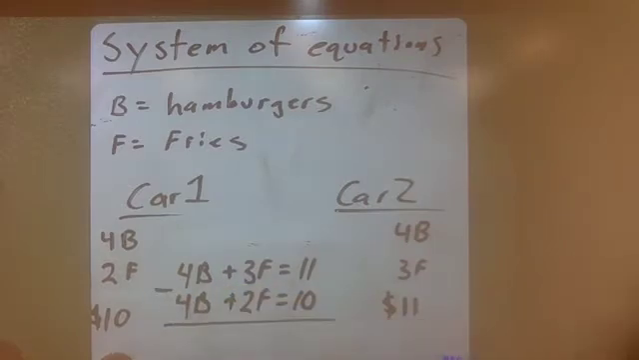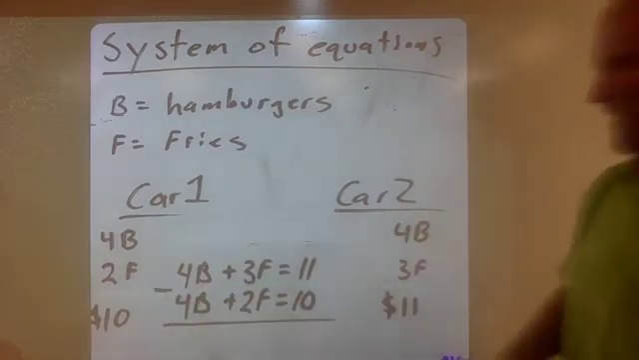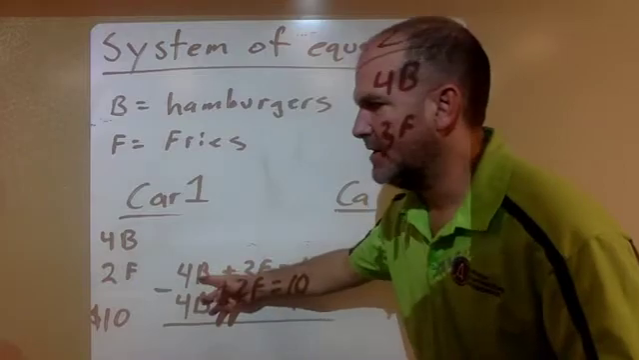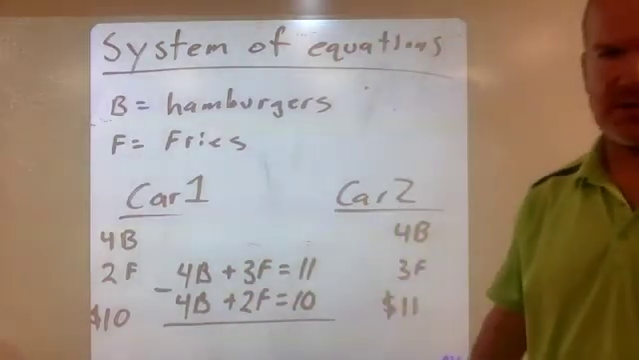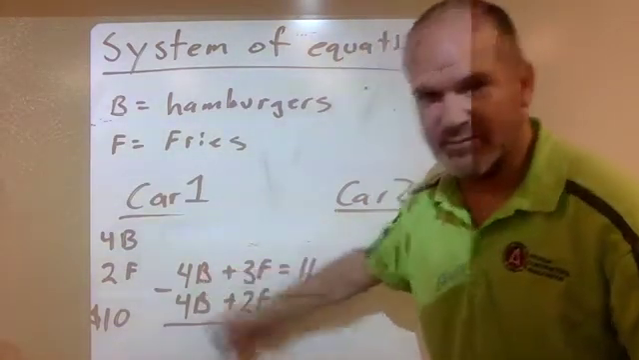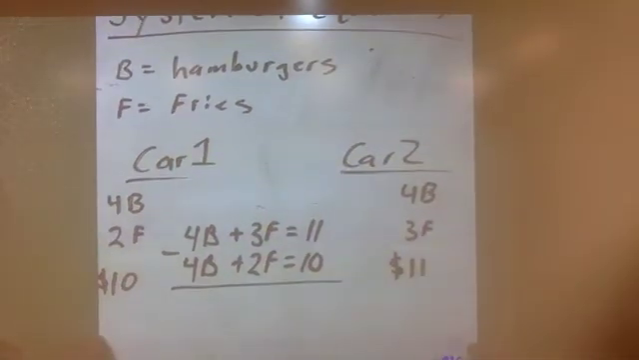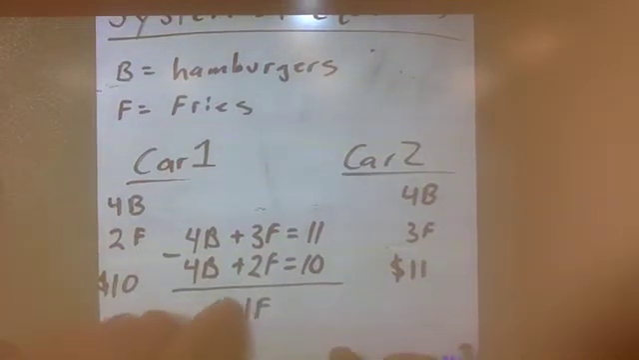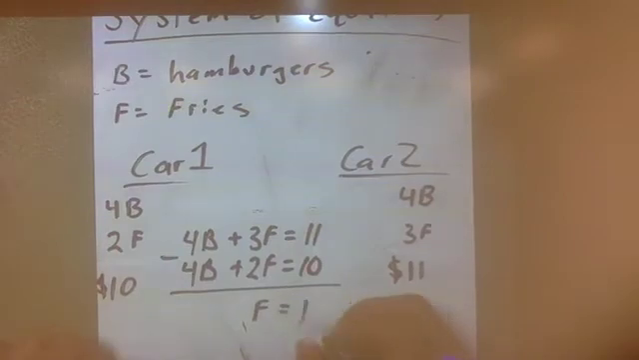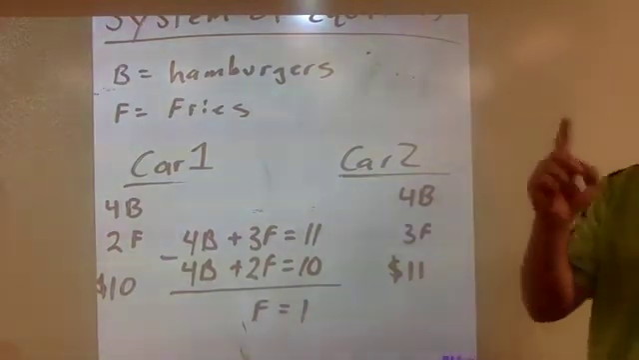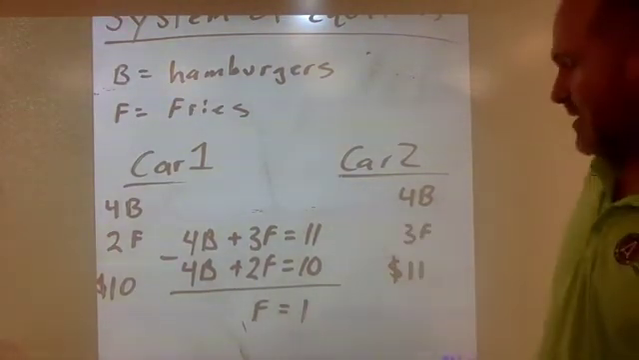And the key to subtracting is that one of your variables has to be the exact same, so that when you subtract, it disappears. And right now we have the exact same amount of burgers, 4 burgers in each car. So if we subtract cars, 4 burgers minus 4 burgers is 0 burgers. The burgers are gone. 3 fries minus 2 fries is 1 fry. You don't need the 1. 1F is just F. 11 minus 10 is 1. So 1 order of fries costs $1. It's $1 for a thing of fries.